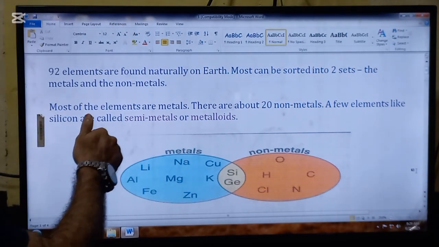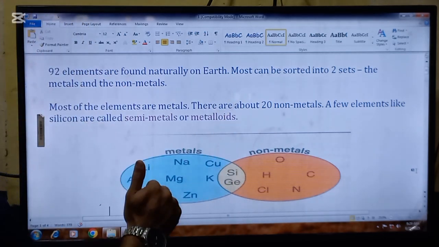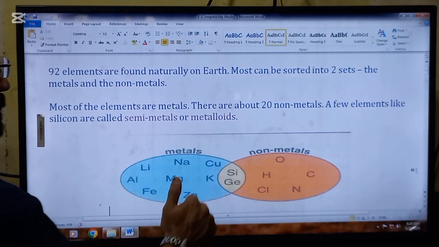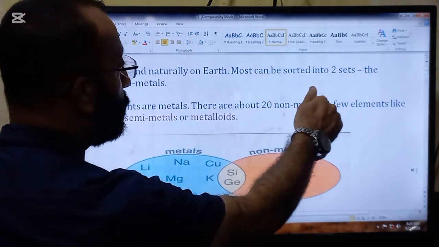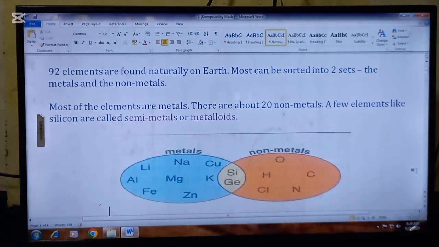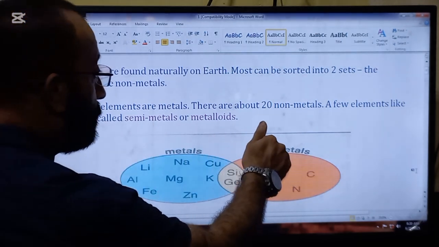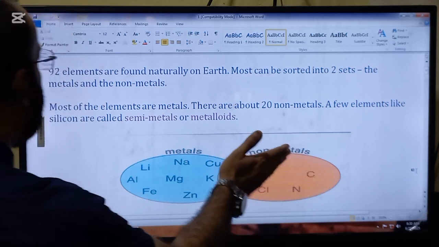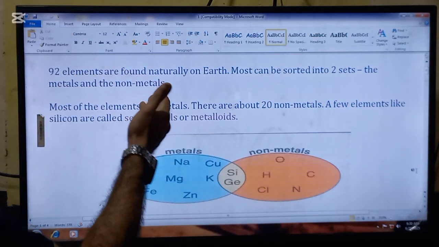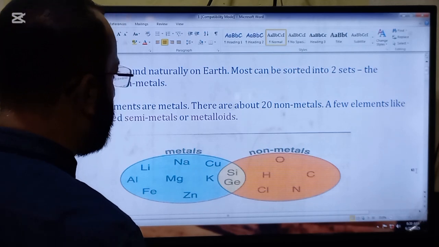92 elements are found naturally on Earth. So this is one important point that you have to remember. Most can be sorted into two sets, the metals and the non-metals. Most of the elements are metals. There are about 20 non-metals. So it means almost 72 are metals and almost 20 are non-metals.